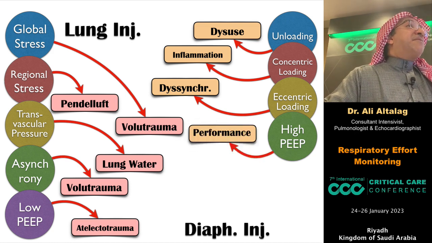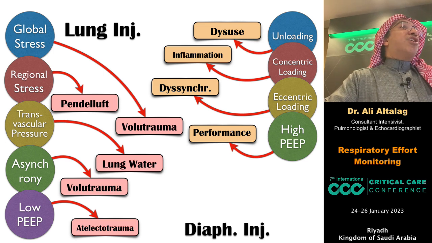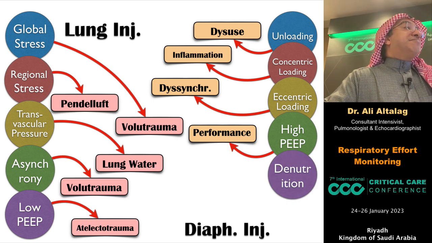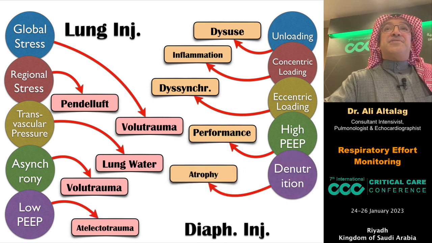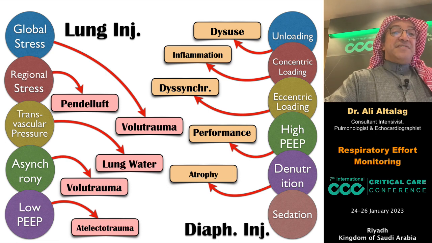High PEEP will affect the performance of the diaphragm by causing some mechanical disadvantage, and this will make the diaphragm work harder, causing more injury. Malnutrition, which happens commonly in our patients with critical illness, will cause atrophy. And also excessive sedation can result in atrophy as well.